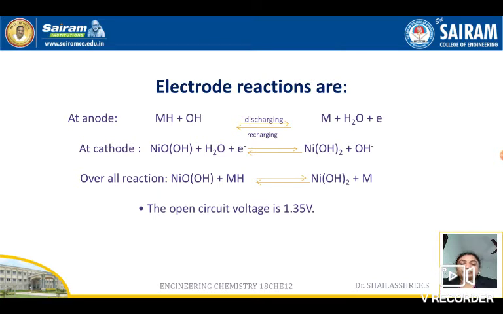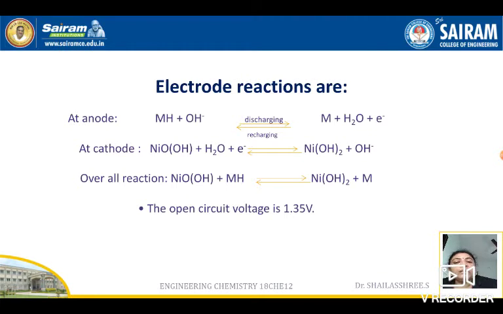See here, what's the reaction at the anode? MH is there. When it reacts with the hydroxyl ions of the electrolyte, it will be oxidized to M plus H2O plus electron. Very simple, MH was there, and hydrogen is removed. That's why I told you in the beginning, you have to remember easy adsorption and desorption of hydrogen. See here, easy removal of the hydrogen took place. MH is oxidized to M with the liberation of electrons and water. Carry the H2O and electron to the next step.